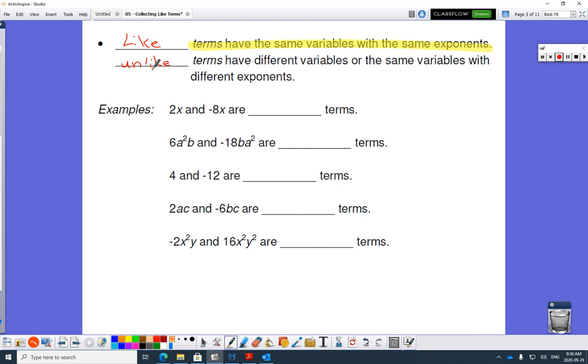Example, 2x and negative x are like terms. They have the same variable, x, and x has the same exponent on it, 1. 6a squared b and negative 18ba squared. Are those like terms or unlike terms?